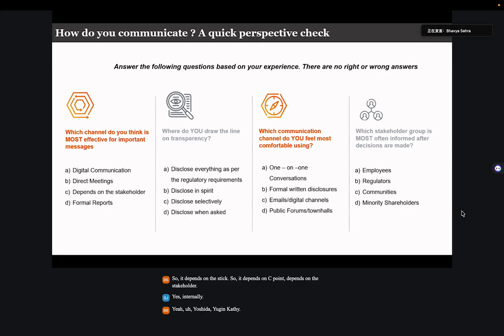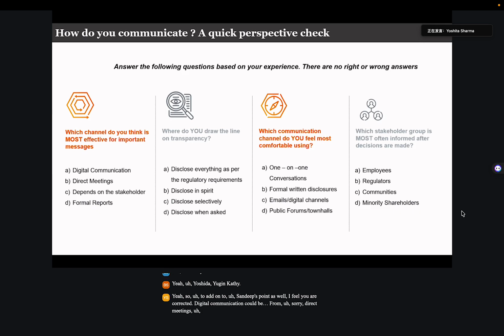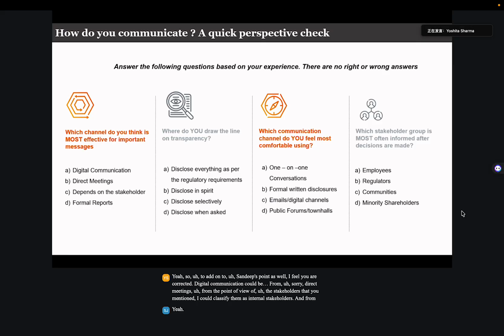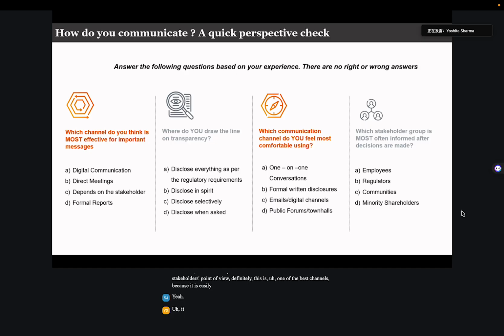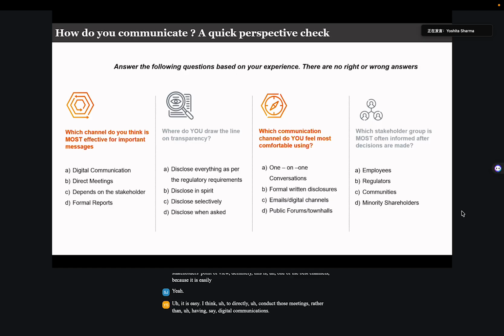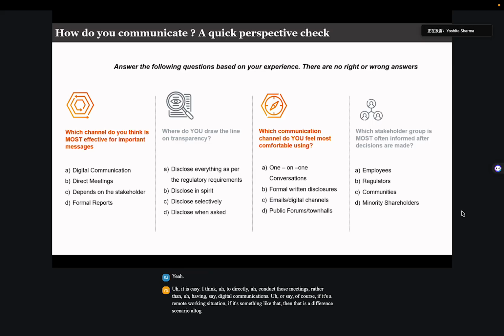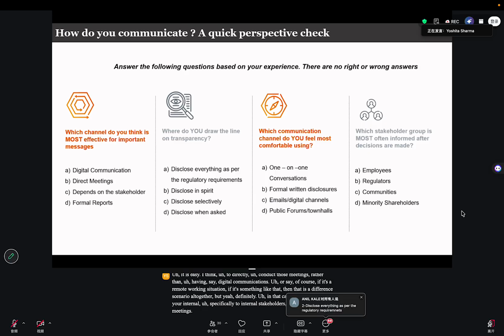Right. Yoshida, you can carry on. Yeah, so to add on to Sandeep's point as well, direct meetings from the point of view of the stakeholders that you mentioned, I could classify them as internal stakeholders. And from the internal stakeholders' point of view, definitely this is one of the best channels because it is easy to directly conduct those meetings rather than having digital communications. Of course, if it's a remote working situation, that is a different scenario altogether. But specifically for internal stakeholders, we could say direct meetings as well.